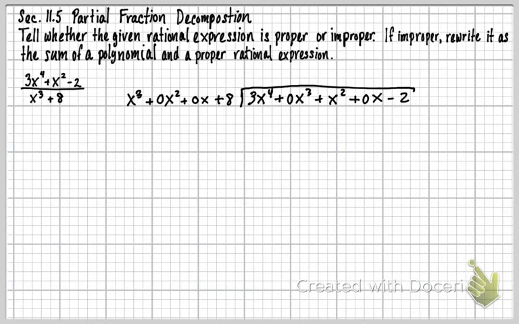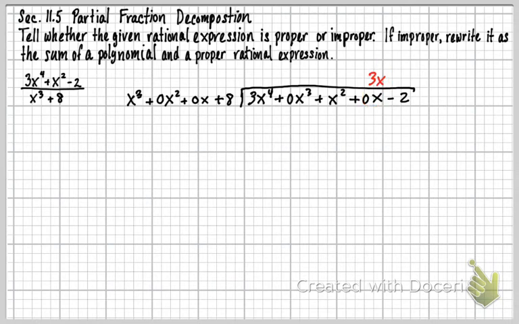So now I have to ask myself this: what would I have to multiply x cubed by to get 3x to the 4th? I see that it's going to be 3x. So I go over to the 4th slot and put a 3x there. Now notice these should match degree-wise.